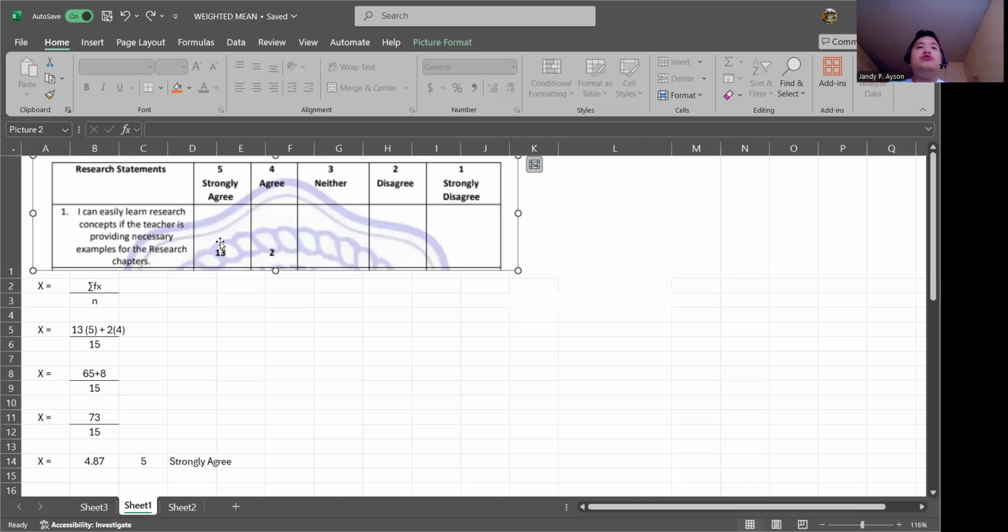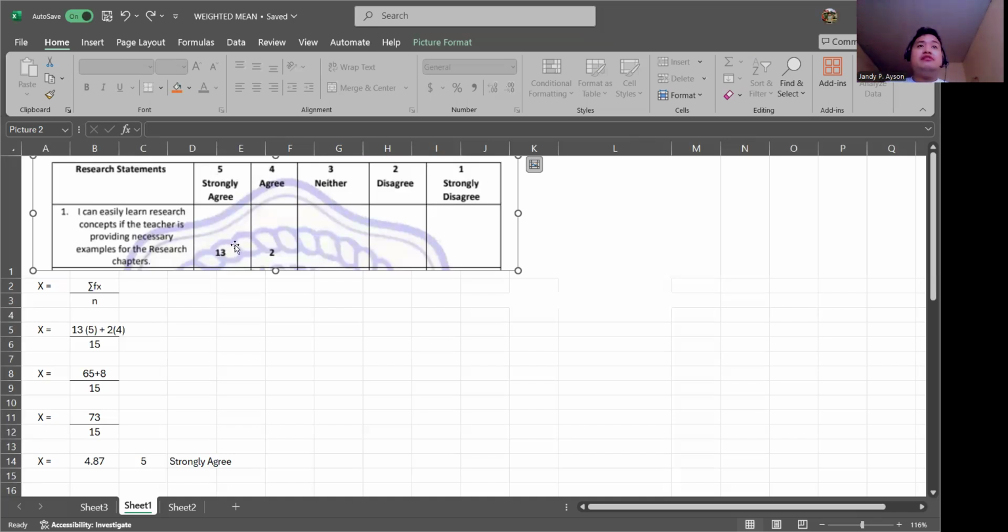And then, sir, ano naman po yung 13 at 2? Yan naman po yung bilang ng responses. Meaning, kapag ka-inanalyze mo siya, ilan yung nagsabi ng 5, 13. Ilan yung nagsabi ng 4, 2. So, meaning, in reality, kapag ka-inanalyze mo siya, si weighted mean, para rin siyang tally na ilan ba yung nagsabi ng 5, ilan ba yung nag-strongly agree, ilan yung nag-agree lang, ilan yung neither, ilan yung nag-disagree, ilan yung nag-strongly disagree.